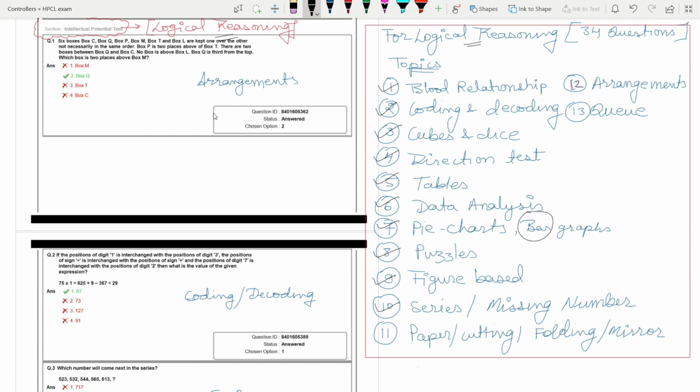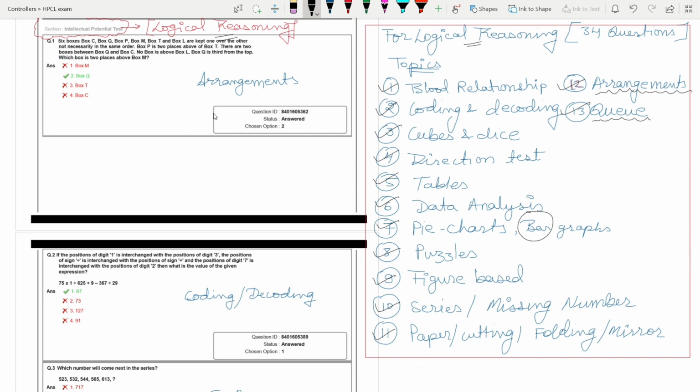Then we have series. Then there is paper cutting, folding, mirror image, all those things. Next we have arrangement, and this time a larger number of questions were observed from the arrangement itself. And yeah, from cubes also there are a few questions based on these particular topics.